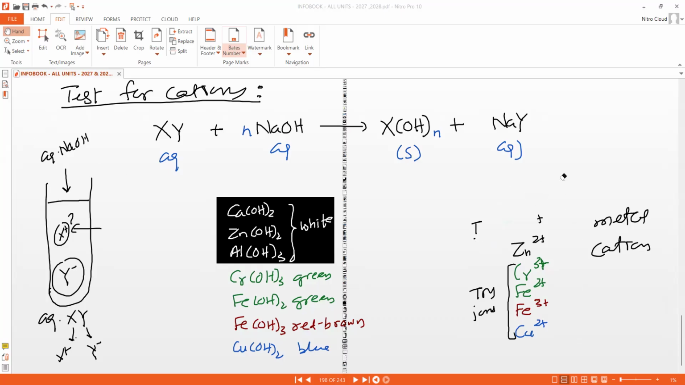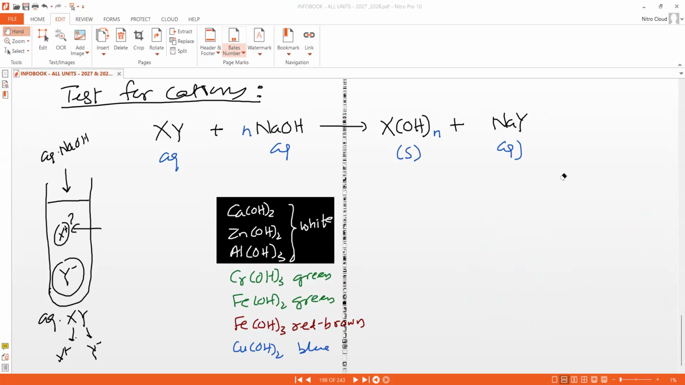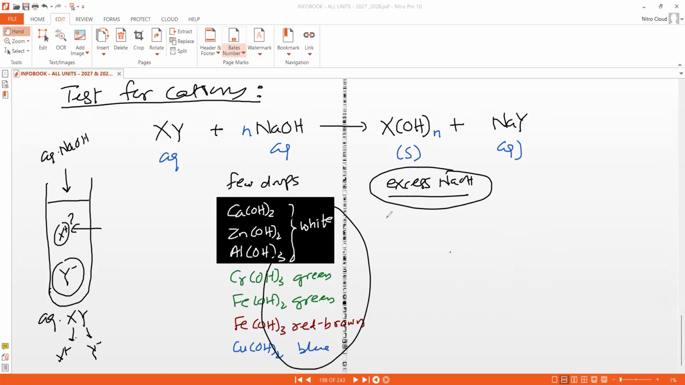For further testing, all you have to do is add more sodium hydroxide. You have already added sodium hydroxide to obtain a precipitate. Now you will add more sodium hydroxide. This is called excess sodium hydroxide. So first you add a few drops of sodium hydroxide, and then you'll get a precipitate of the respective color. Once you get the precipitate, then you add more sodium hydroxide. What will happen when you add more sodium hydroxide? We'll see that in some time.